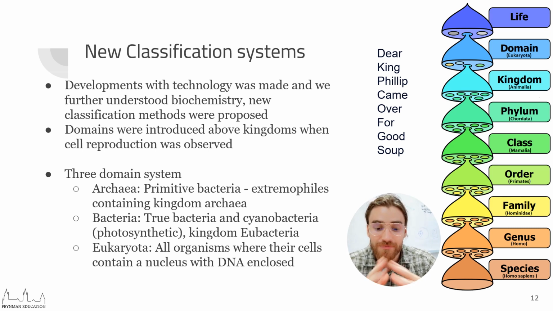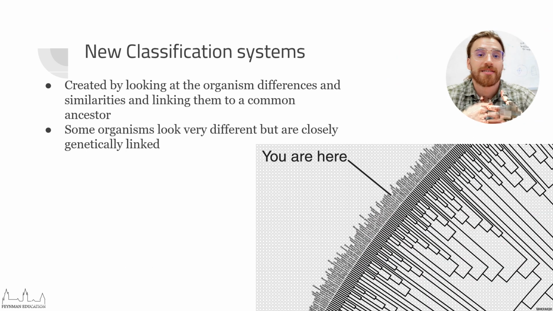This little mnemonic, I forget the word for it, is how we're going to remember the structure of classification: Dear King Philip came over for good soup, or good spaghetti. It's a terrible one, not very memorable in my mind, but I have yet to come up with a different one. So if you can remember this, you'll remember it's domain, kingdom, phylum, class, order, family, genus, species. 8 classifications.